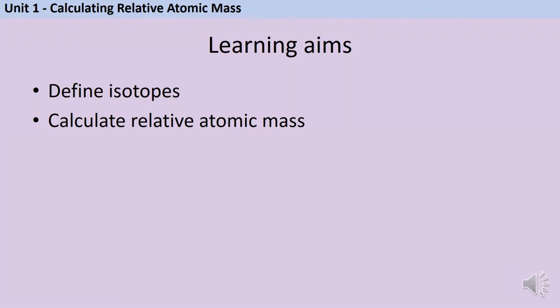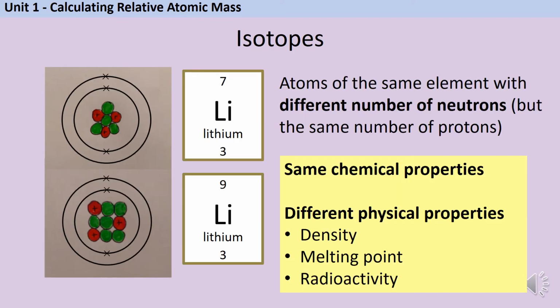In this video, we're going to recap what we mean by isotopes, and then we're going to look at some different ways that we can calculate relative atomic mass from abundance data of different isotopes. First, let's define what we mean by isotopes. This is an important term because it comes up in both GCSE Chemistry and GCSE Physics.